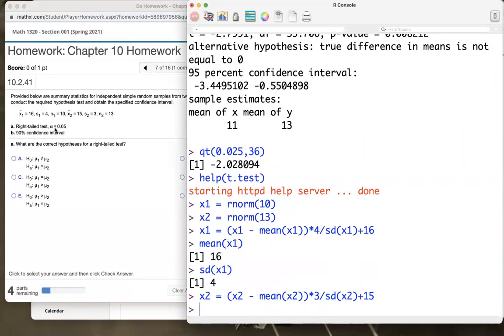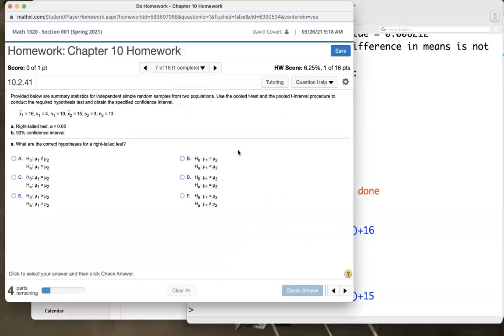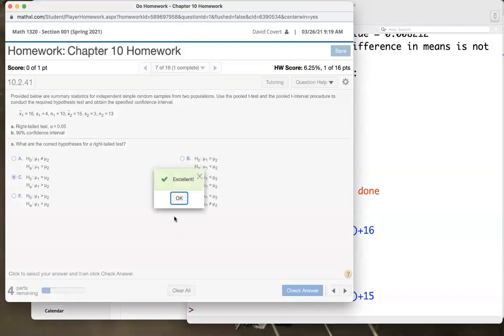Then we are going to do a right-tailed test, again with 5% there and a 90% confidence interval. R and our book do confidence intervals slightly differently. R does a right-tailed confidence interval differently than a left-tailed one and differently than a two-tailed one. Our book does them all the same. I'll explain how you do that in a second. This is a right-tailed test, so the null hypothesis is mu1 equals mu2, and the alternative is that mu1 is greater than mu2. Nothing really interesting there.